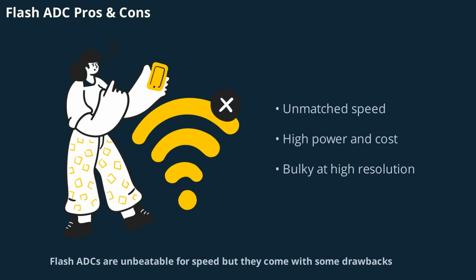Flash ADCs are unbeatable for speed, but they come with some drawbacks. Their power consumption is high and they require a lot of components, especially as you increase resolution. This makes them expensive and bulky for high-resolution needs. Still, for high-speed applications like video or radar, Flash ADCs are the top choice.